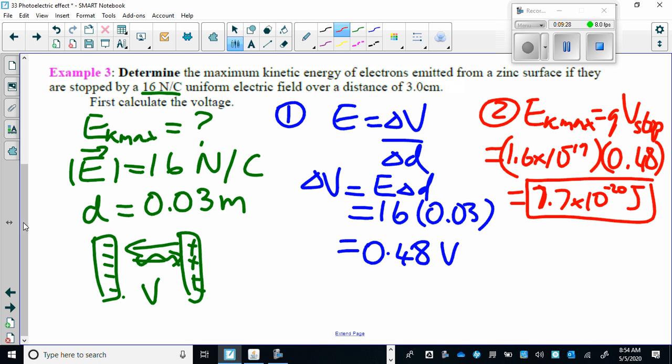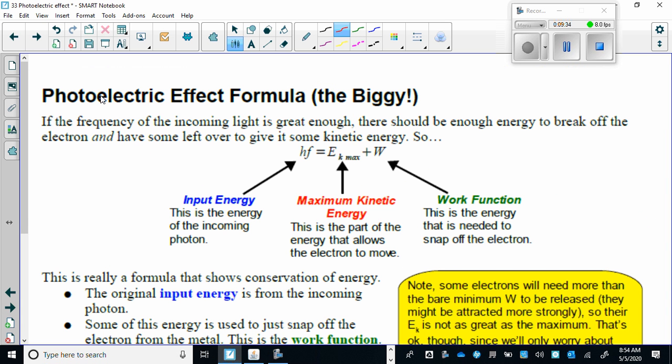Okay, last thing, and perhaps the most important, is the photoelectric formula, the biggie. As I said at the beginning of this lesson, the photoelectric effect is an example of the conservation of energy. So here's how we set it up. We have the input energy, which is the energy from the light source. That's the formula for the energy of the light source, and that's your input energy.